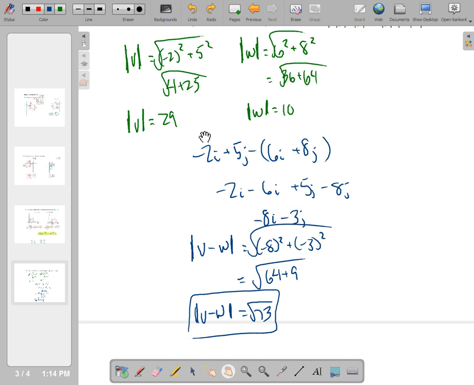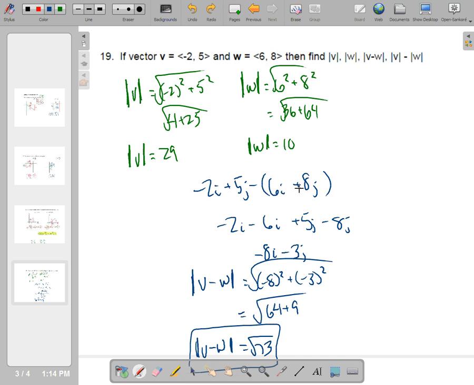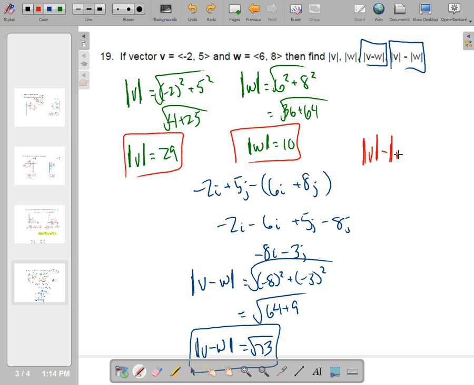Now the last one, it's important that you make the distinction here. This is not going to be the same as when I do the absolute value of each and subtract them. To find the absolute value of v minus the absolute value of w, I have the absolute value of v, I have the absolute value of w. So the absolute value of v minus the absolute value of w is radical 29 minus 10, and that's my answer. So that's it for polar and vector.